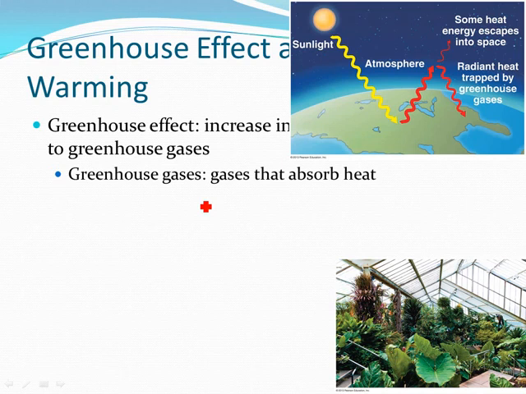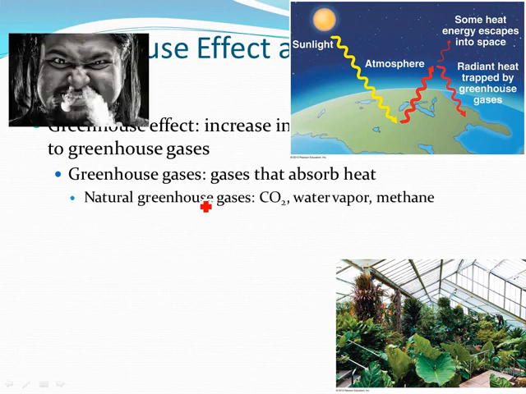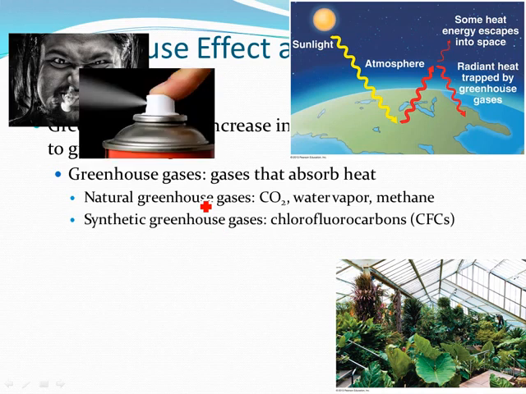So there is some heat that does escape into space, though. The natural greenhouse gases are carbon dioxide, water vapor, and also methane. Some synthetic greenhouse gases are the chlorofluorocarbons. This used to be in some of the spray cans, probably even before any of you were born. When I was a kid, they used this frequently in many spray cans, hairspray cans and stuff like that. They're not used as frequently now, thankfully.